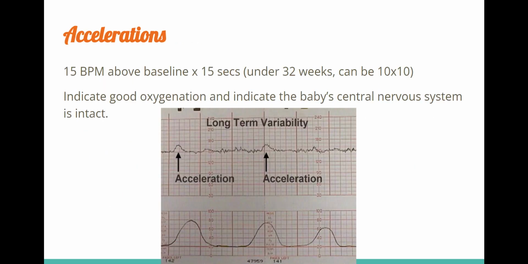Okay, so let's go into each one of those things in a little more detail. Accelerations: 15 beats per minute above the baseline for 15 seconds if you're 32 weeks and above. If you're under 32, they can be 10 by 10. That's fine. But here you see a baby with a baseline, follow my little pointer, of 150. And the heart rate then goes up to about 170. Actually, 165 there.